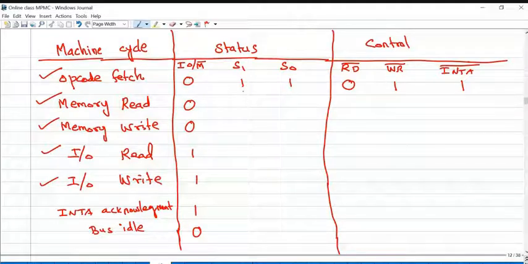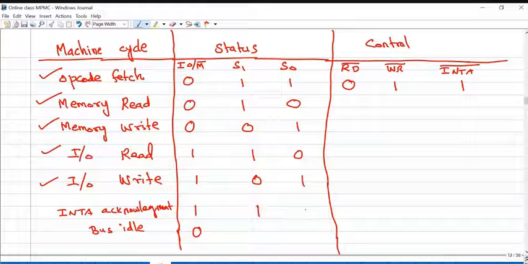So S1 S0 of 11 is opcode fetch. 10 indicates a memory read operation. 01 represents a write operation. 10 read operation, 01 write operation, 11 opcode fetch. In interrupt acknowledgement also, it shows 11 only. For bus idle, S1, S0 is 00.